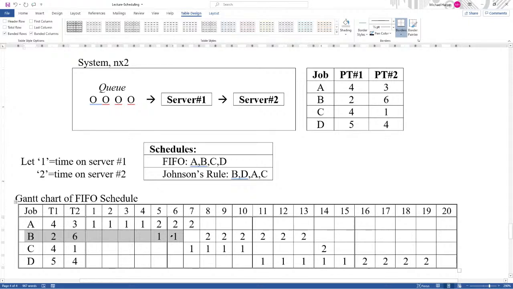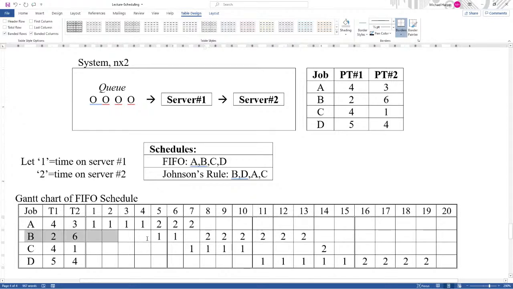At the end of 2 days on the first server, B moves from server 1 to server 2. But server 2 is busy processing A. So now B has to wait in a queue in front of server 2. That space right there is queue time in front of server 2. You can't have server 2 operating 2 jobs at the same time. When server 2 is available, it can process B for 6 days. So I have 6 2s: 1, 2, 3, 4, 5, 6.